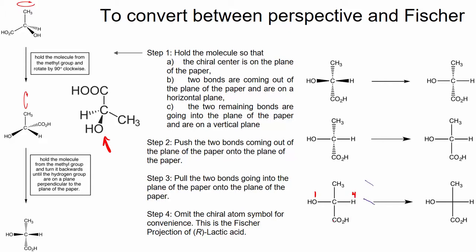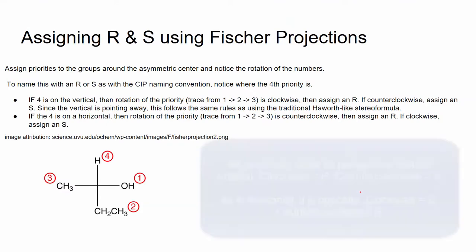I have to go through the same CIP priority rules to decide that the carboxylic acid group is going to be number 2 and the methyl group is going to be number 3. Now in this case, I'm going to rotate counterclockwise. In a Fischer projection, when group number 4 is on a horizontal and you rotate counterclockwise, that becomes an R asymmetric center. Now that's backwards from the CIP priority rules because of the orientation of group number 4. When group number 4 is on the horizontal, a counterclockwise rotation is an R group.